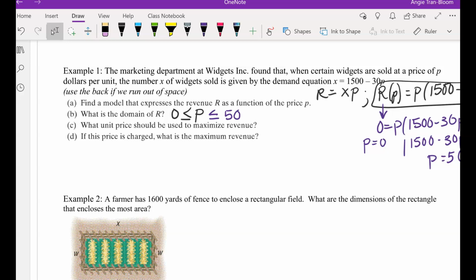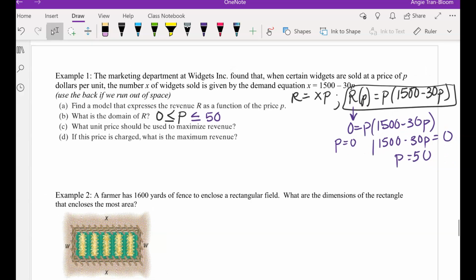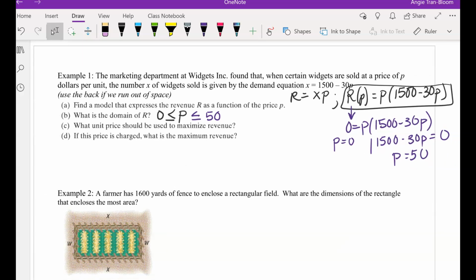What unit price should be used to maximize our revenue? This is where you can bust out your calculator, okay? Now this one's an easier question, so some of you already see it. How would you use your calculator for your benefit here? What are you graphing? The equation. Go ahead, Y1. Graph it in.